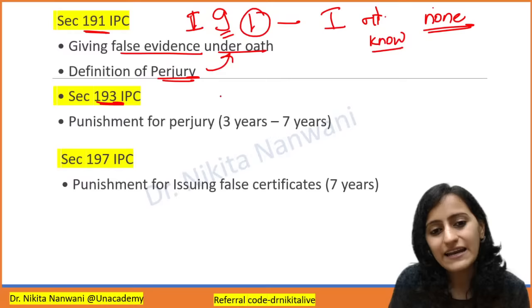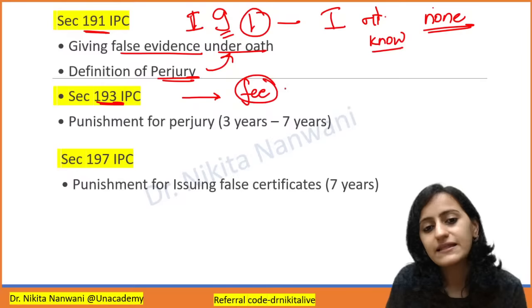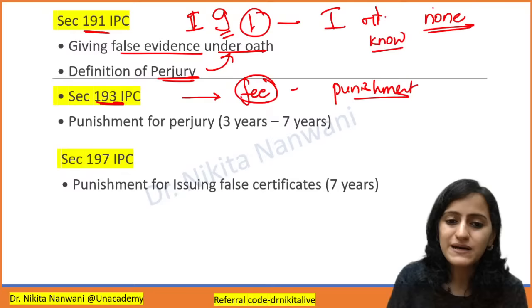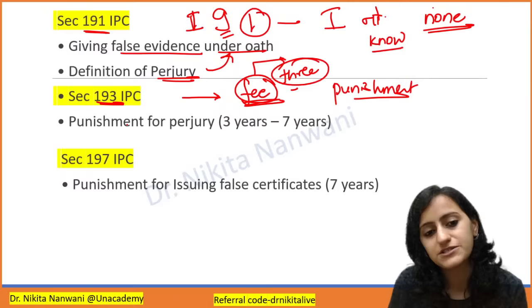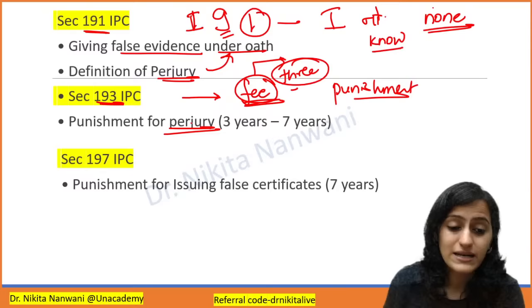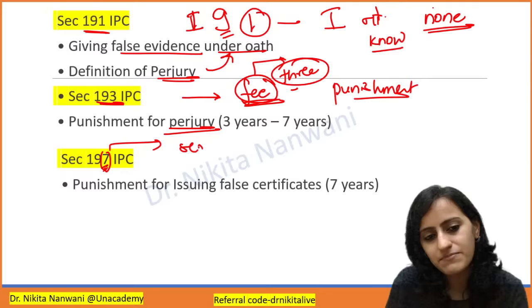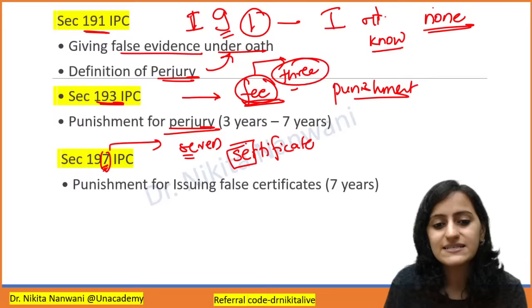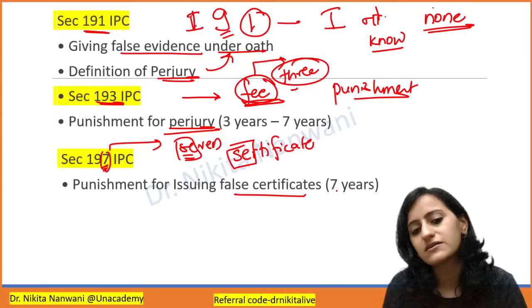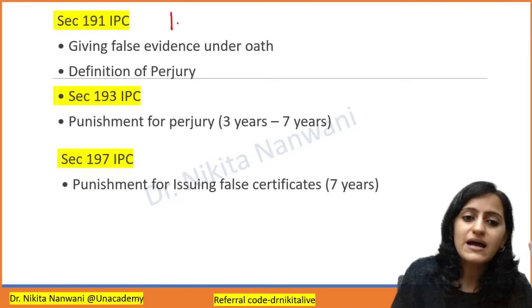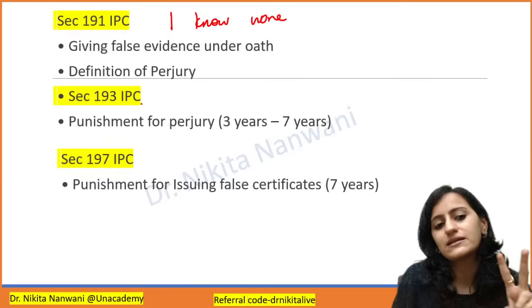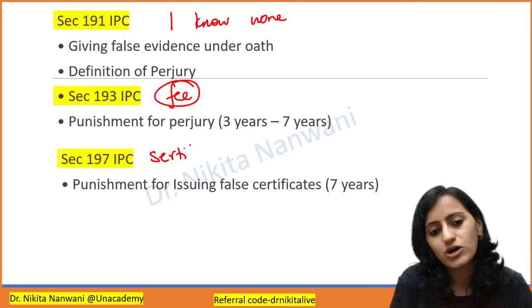And if you do perjury, then you have to pay the fee. That means you will get a punishment for perjury. Punishment means paying the fee. Now fee is rhyming with 3, right? So fee matlab punishment is your 193. So punishment for perjury is 193. 197: 7, remember when you write 7, it is for your certificate. So 7 is certificate. So punishment for issuing a false certificate is 7 years ka punishment. 197, 7 years ka punishment. So remember I know none, that is 191, the perjury definition, 3 is paying the fee, that is punishment, and 7 is your certificate. Okay, 197 is giving the false certificate.